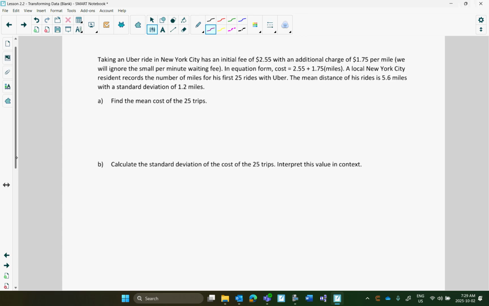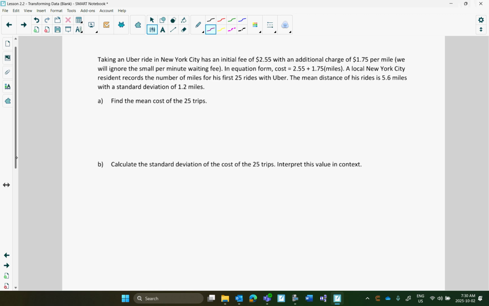A New York City resident reports the number of miles for his first 25 rides, and he finds that the mean distance of his rides is 5.6 miles, and the standard deviation is 1.2 miles. We want to find the mean cost of the 25 trips. To do it the long way, we would have to find the cost of each of the 25 rides, get that new distribution and calculate the new mean. However, we can use the formula to calculate it directly.